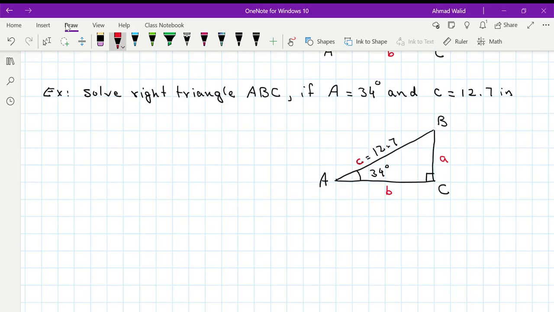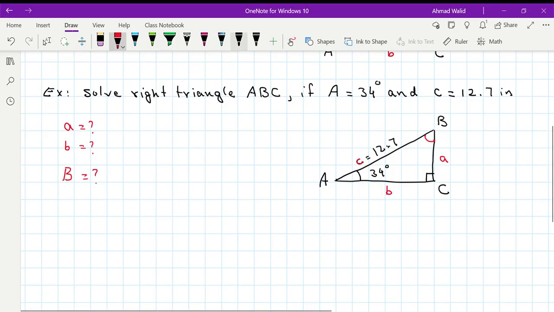It means do this. Find how much is a. Find how much is b. Also, find the measure of angle B. How much is that? Start one by one. You can find B first because it's easy. Then start with a and b. I will go in order.